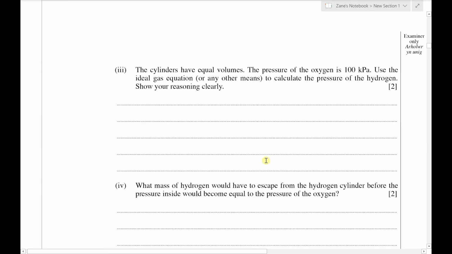The cylinders are of equal volumes, and the pressure of the oxygen is 100 kilopascals, and we've got to use the ideal gas equation or any other means to calculate the pressure of the hydrogen. So the ideal gas equation is PV equals nRT, and if we rearrange that very slightly, we get P equals nRT over V. Now the point here is that R is a constant. Right at the start of the question it told you that the temperature is a constant, and the volume is a constant, as the volume is the same for both.